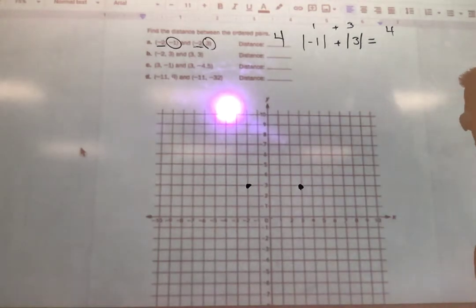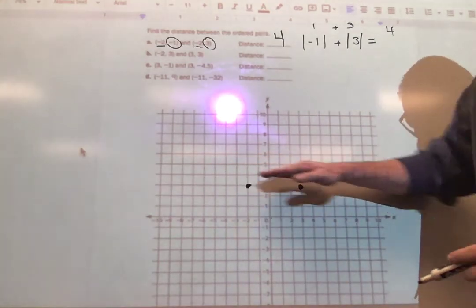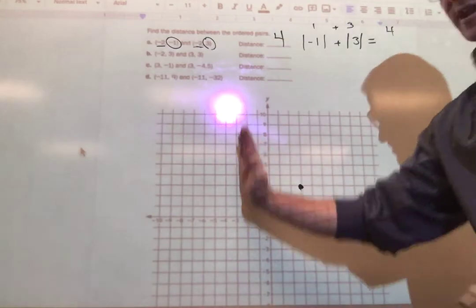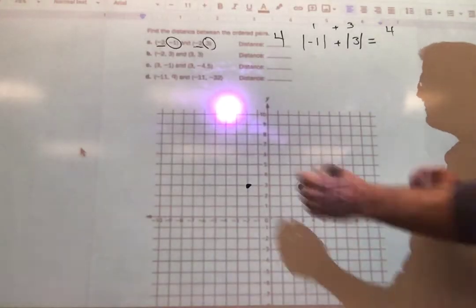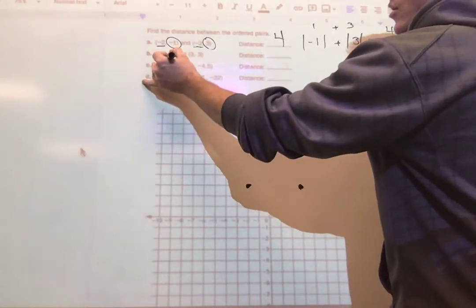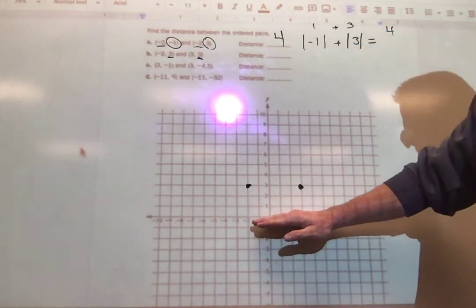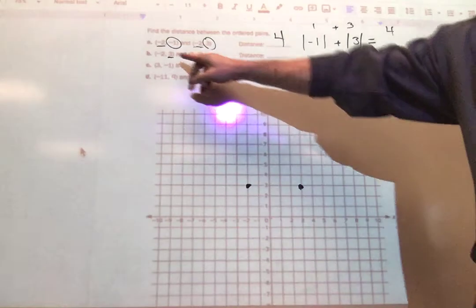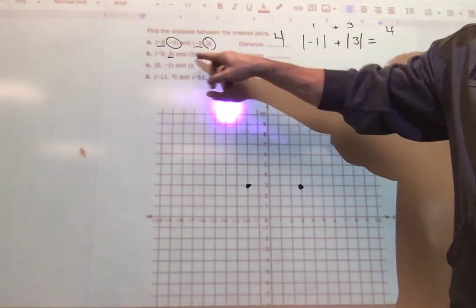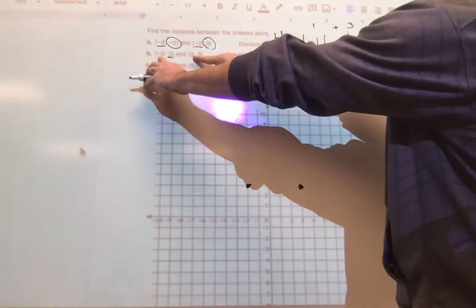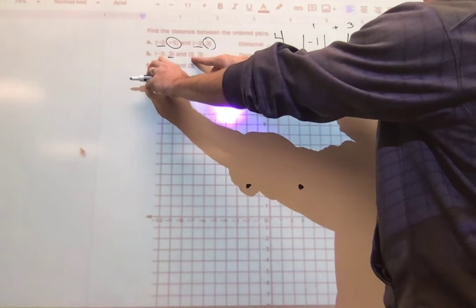Okay, so this time it's a little bit different. I still see they're on the same street, but the street's going this way, not up and down like it was last time. This time what I notice is their y coordinates are the same. See how they're both 3? That means they're both up 3 on the y. So they're on the same street if those are the same. So all I have to look at is the absolute value of the x's of the other one.